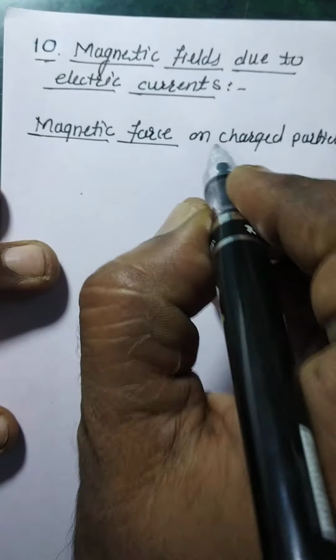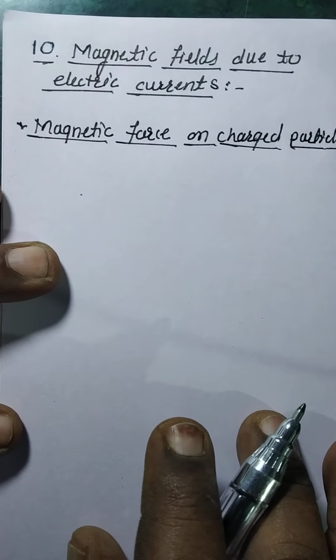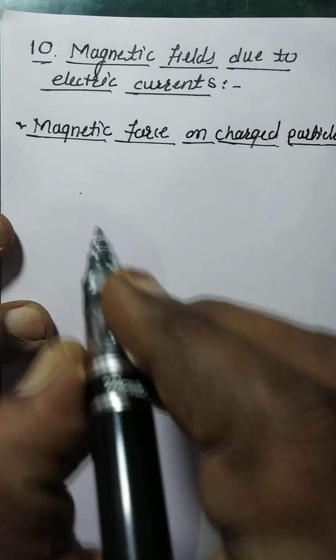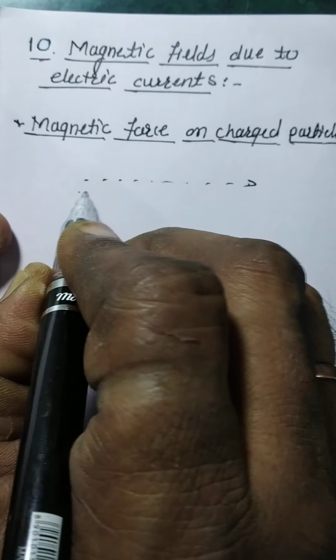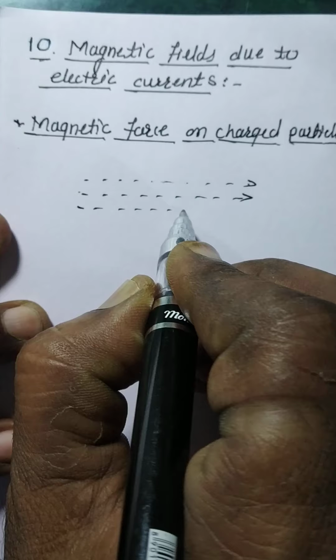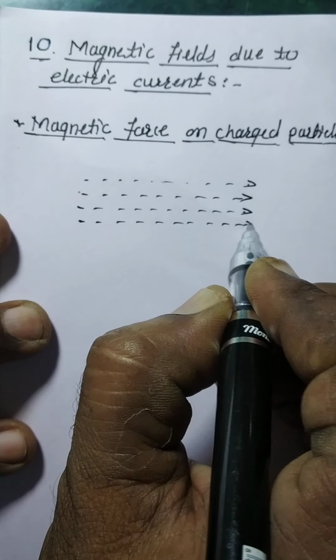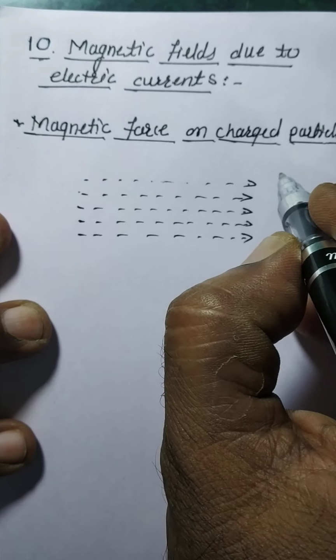Magnetic force on charged particle. Okay, now see, suppose this one as a uniform magnetic field of magnetic induction B.